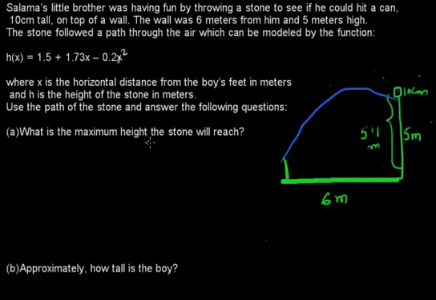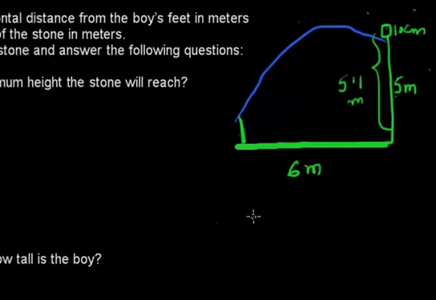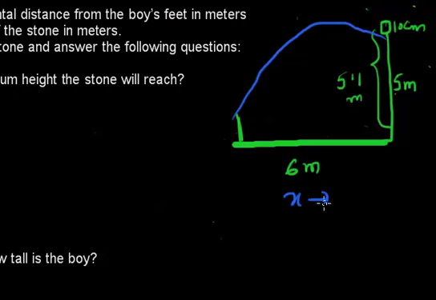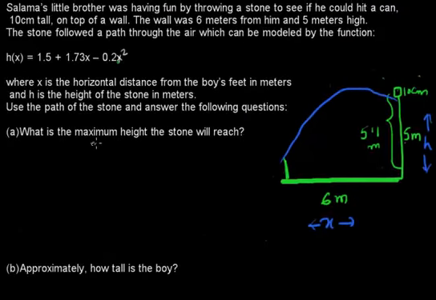What is the maximum height the stone will reach? h(x) is the equation of the stone where h is representing the height and x is the horizontal distance. So x is a coordinate on the x-axis and h is a coordinate on the y-axis. h is a function of x, x is an independent variable and h(x) is a dependent variable.